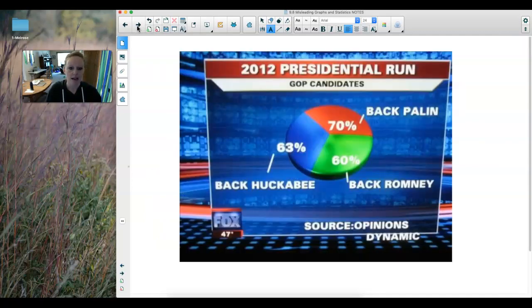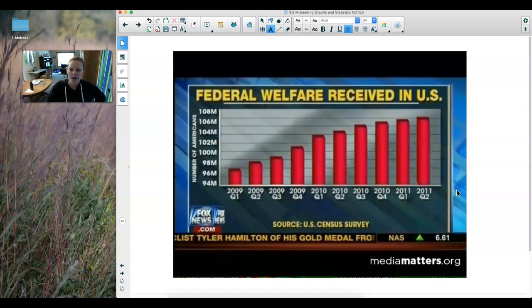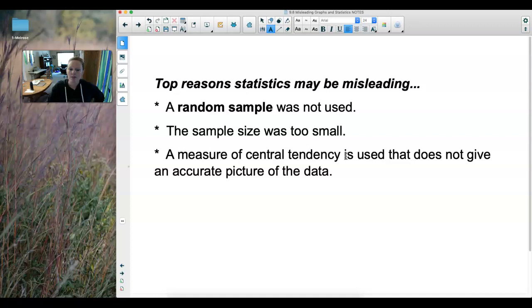Okay. Here's some other ones that I found online. Here's a circle graph where these do not add up to 100%. So that is misleading. Also look at the source. The source is opinions. Just by opinions is not really a valuable source. Okay, federal welfare received in the US. Here's a nice graph, all very accurate data, but it's misleading because it starts at 94 million instead of starting at 0.